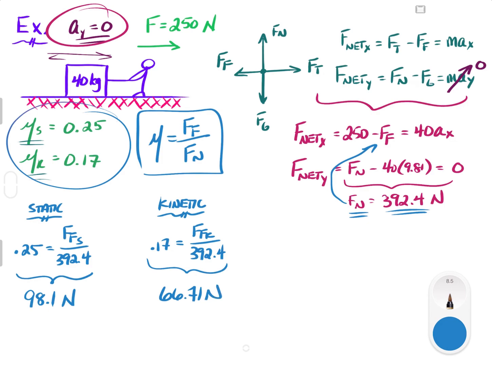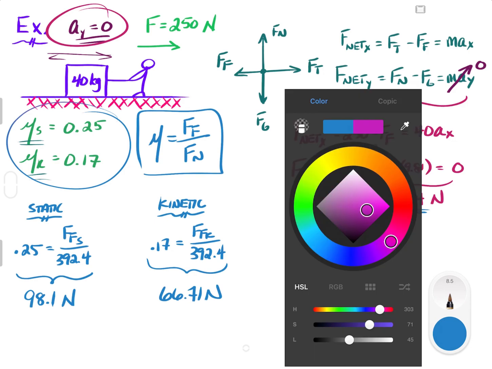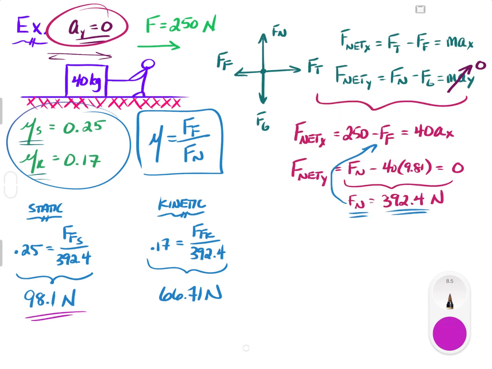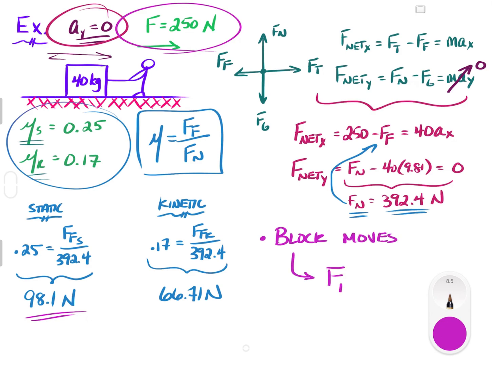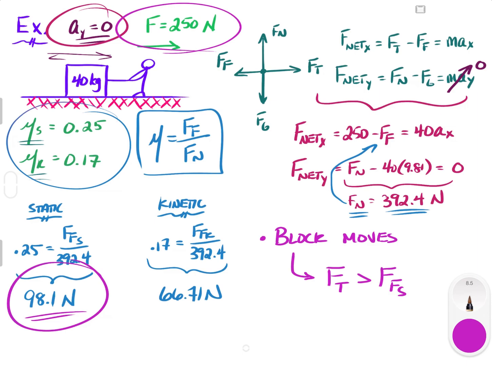So the first question, does this block even move? Well, let's see. I have to apply the static case, which is when it's at rest, 98.1, and I am applying 250. So we can automatically say the block moves. How do we know that? Well, this block moves because the applied force or the tension force is greater than that static friction. If you want something to move, you've got to overcome this number.